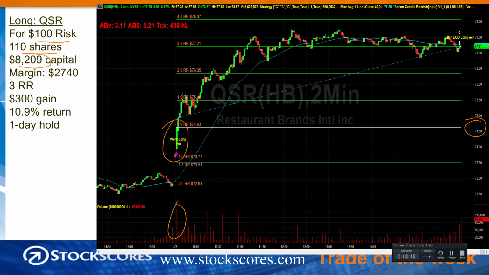That means capital required of $8,209, but with margin you can cut that into a third, which means the actual money that you need to put out for this trade is $2,740. It ended up at the end of the day at 3 RR, which means it earned 3 times its risk. So if $100 was risked, it made $300 of gain. That is a 10.9% return for a one-day hold. These are the kind of day trades I love because you get a nice percentage return on your money when you can use that margin.